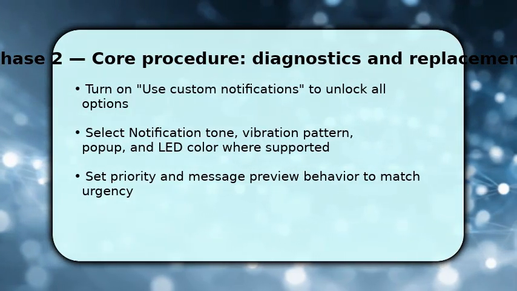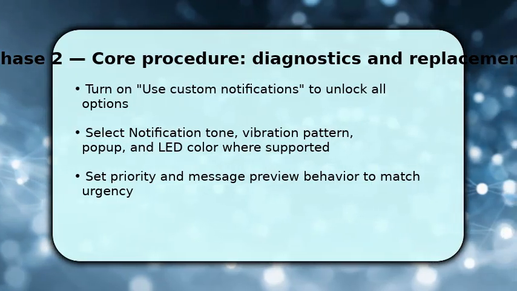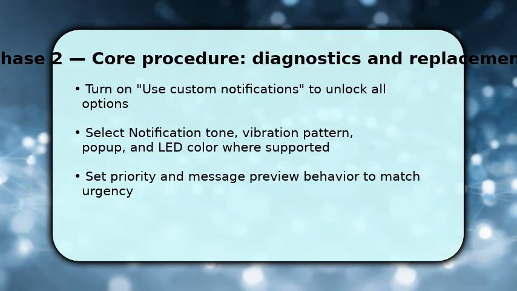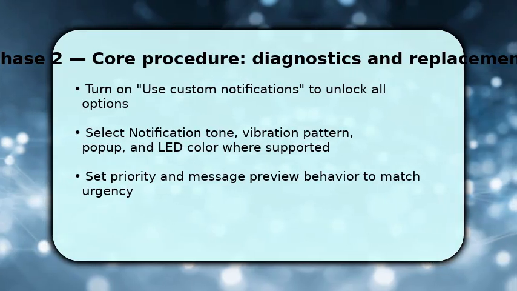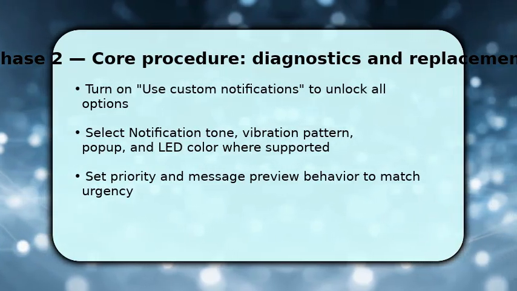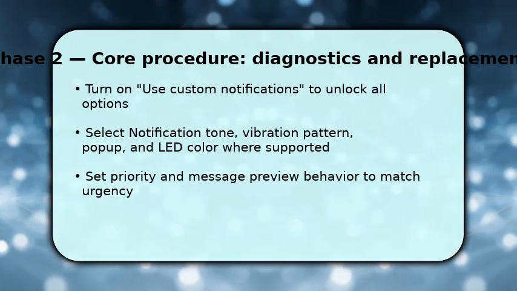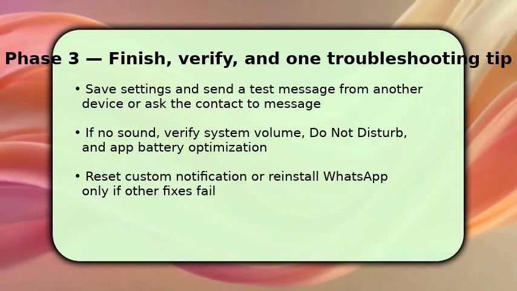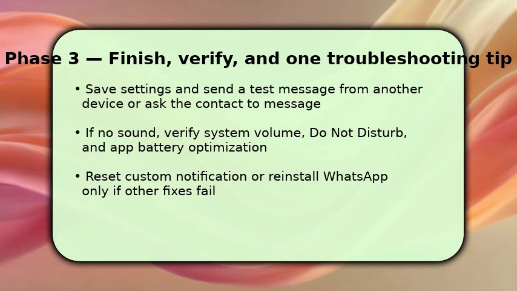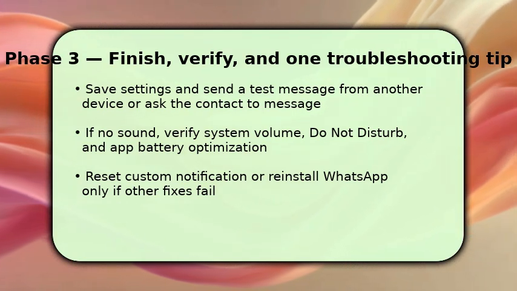If your device supports LED or notification light, pick a color that stands out. Also adjust message preview and priority, so notifications appear correctly on lock screen, and save the settings and immediately test by sending a message from another phone or asking the contact to message you.